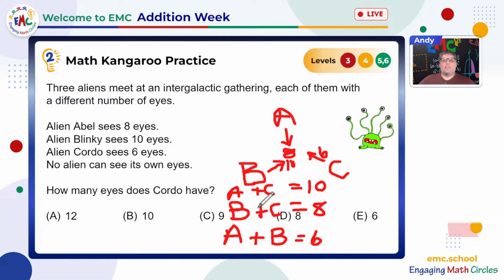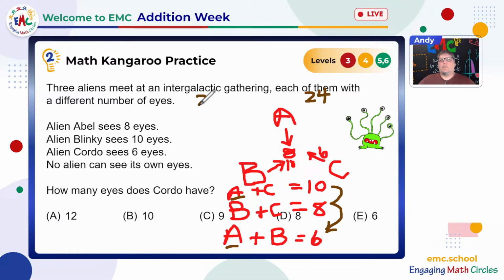Let's add up some of these equations all together. How many eyes do they all see? 10 plus 8 plus 6. They see 24 eyes. But that means they see more eyes than they have. Right? Because A is counted twice when we add them all up.